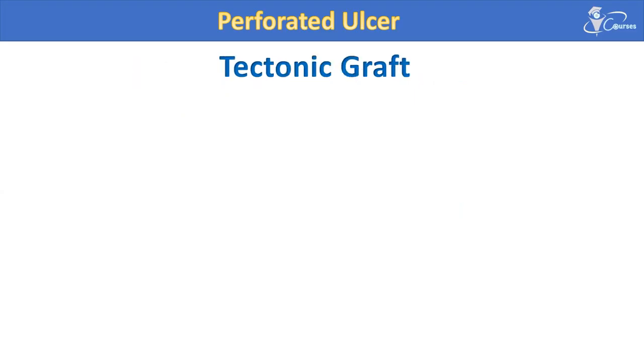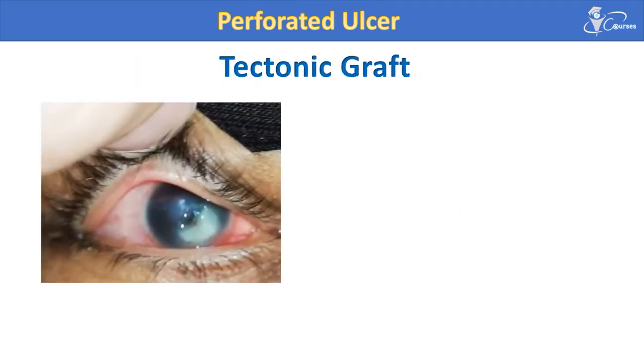The next one is the tectonic graft. If the patient has a perforation that is not improving, or is beyond the limitations of the glue, the conjunctival flap and the amniotic membrane graft, we can do a tectonic graft. A tectonic graft is used to restore the ocular integrity, like if there is a perforation, as in this patient, who is also one of my patients.